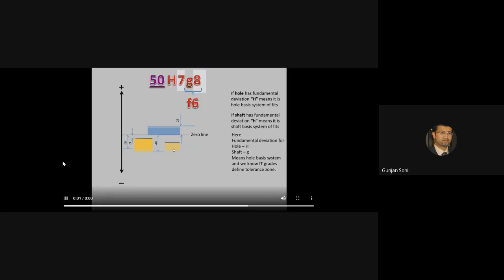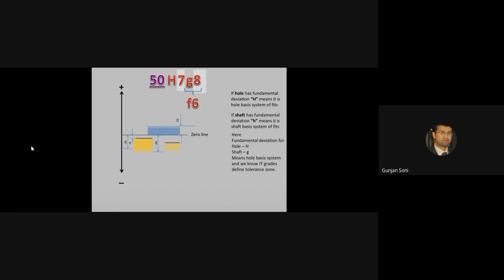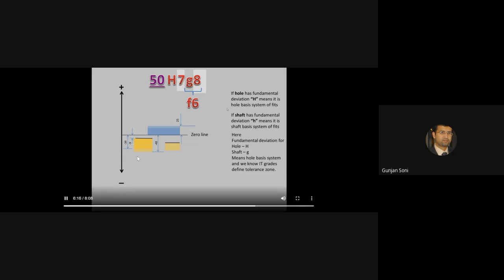For a shaft, the upper limit is fixed, and the lower deviation is varying according to the IT grade. And in case of a hole, the lower limit is fixed, meaning the lower deviation is fixed, and the upper deviation is varying according to the IT grade.